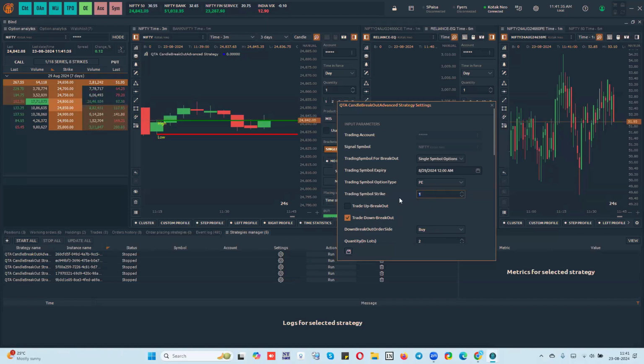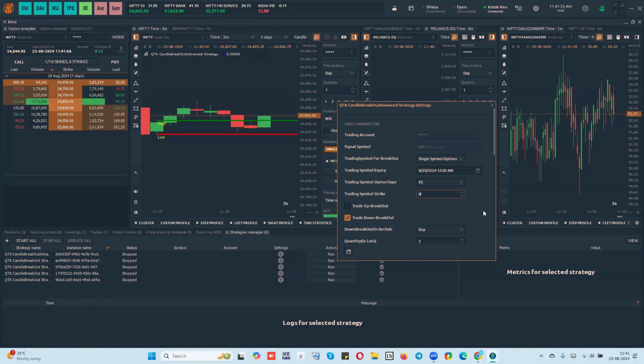So here we have the option trading symbol strike. What does this mean? If you put it as 0, it will take a trade at the money strike. If you put it as 1, it will take one strike out of the money. If you put 2, it will take two strikes out of the money. You can put -1, which means one strike in the money.